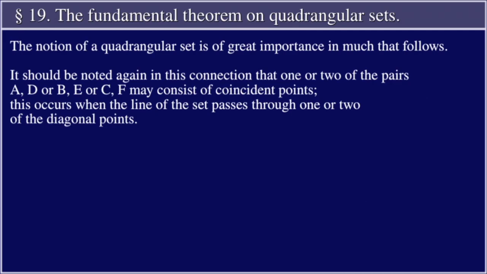It should be noted again in this connection that one or two of the pairs AD or BE or CF may consist of coincident points. This occurs when the line of the set passes through one or two of the diagonal points.